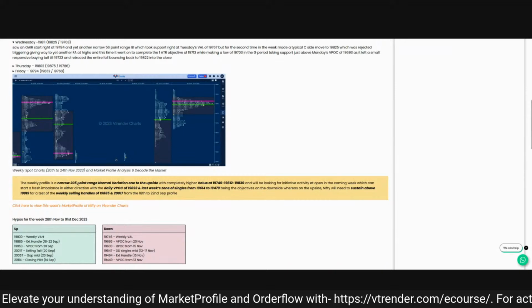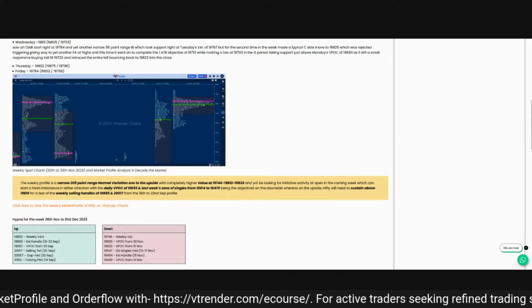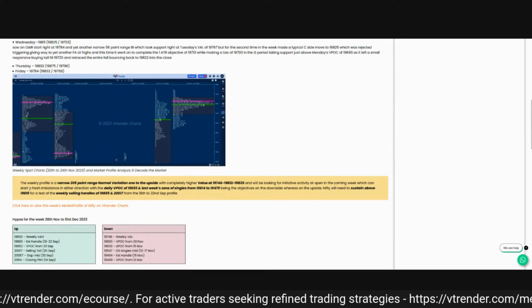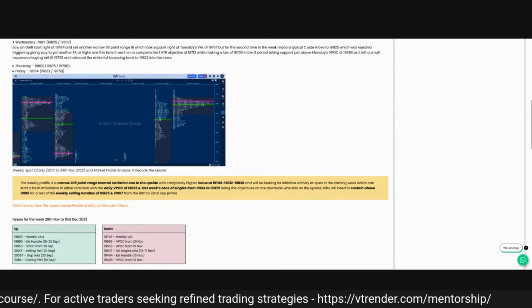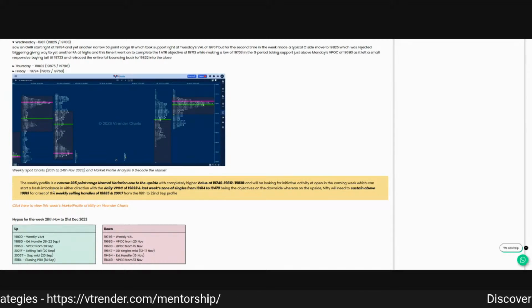So last week was a narrow 205 point range with completely higher value. So we were looking for initiative activity at open, which can start a fresh imbalance. Last week's close itself, we were ready for a fresh imbalance because the structure of the market was telling us that. So we had these references.